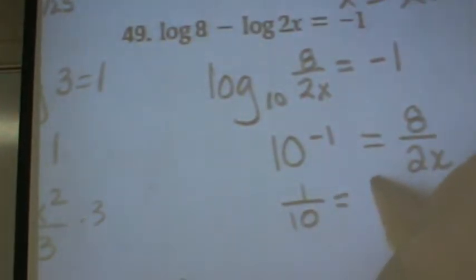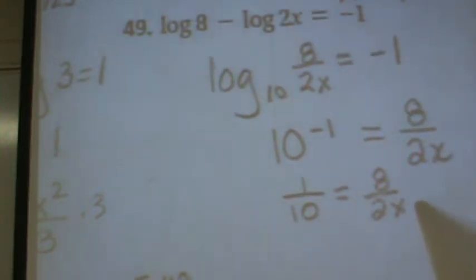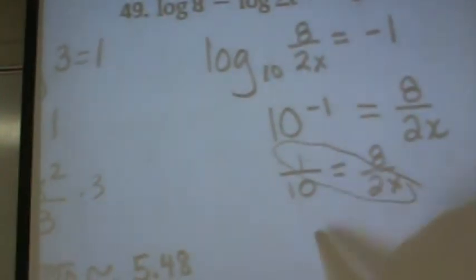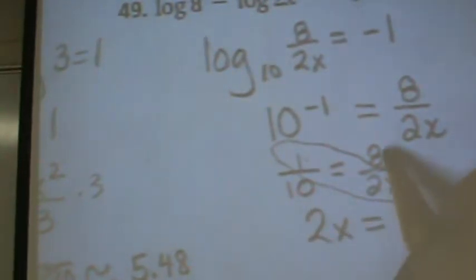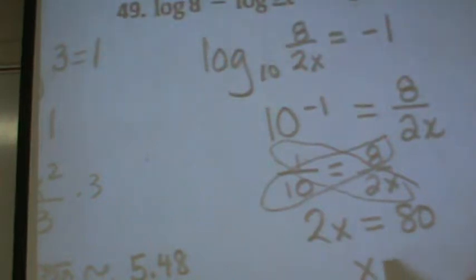So this is equal to 1/10. Did you cross multiply? Yes, I would cross multiply. I would multiply these two together. 1 times 2x is 2x, and what's 8 times 10? 80. And then what would you do? And what's your answer? 40.